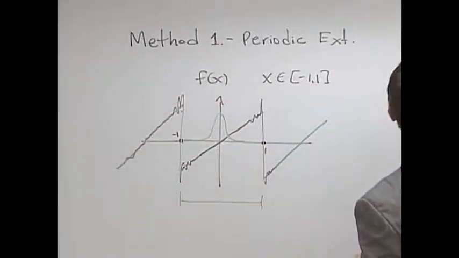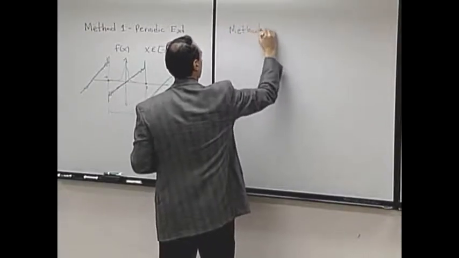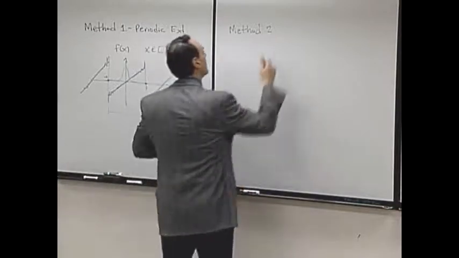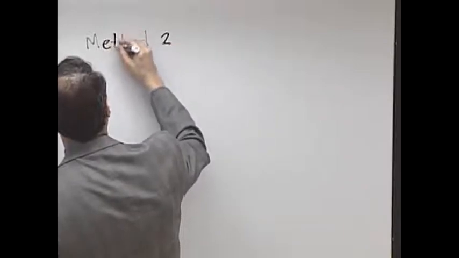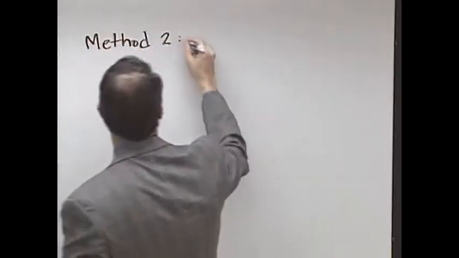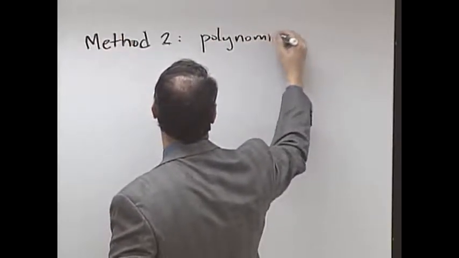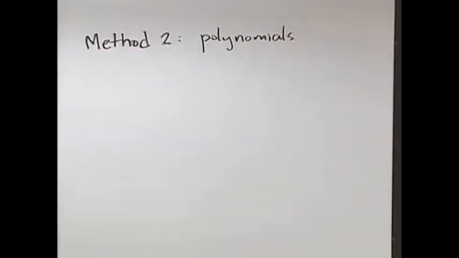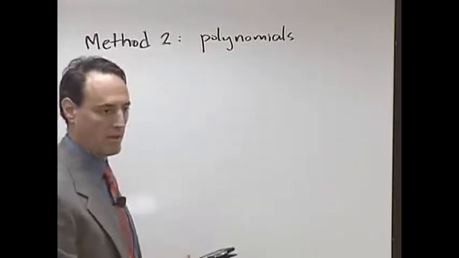Method 2 takes us away from FFT. Okay, good. Get a better pen here. Polynomial expansions. And this is kind of a pretty simple thing to think about.